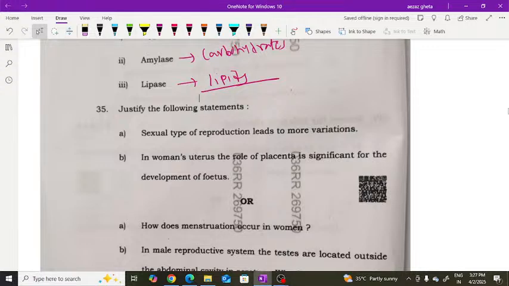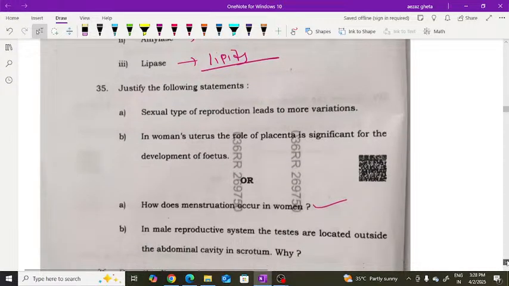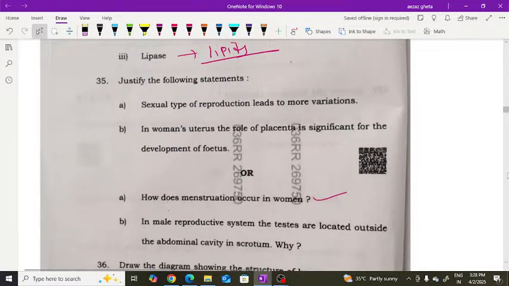Amylase digests sugar, that's the right answer. You can write menstruation: when the egg is released and no sperm entry or fertilization has taken place, the endometrium breaks and comes out, and that should be explained. In the male reproductive system, the testes are located outside the abdominal cavity because of lower temperature. Outside the body the temperature is slightly less, so they are present in the scrotum. This reason was explained in our classes.